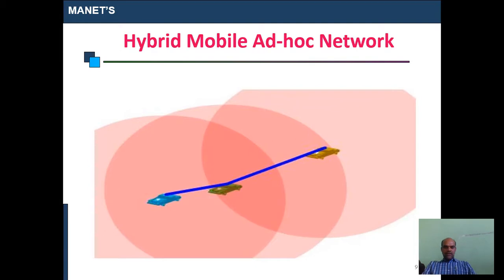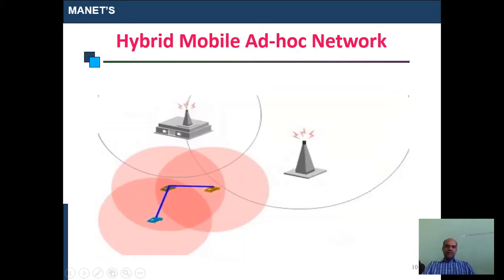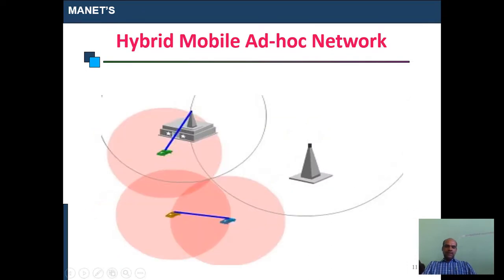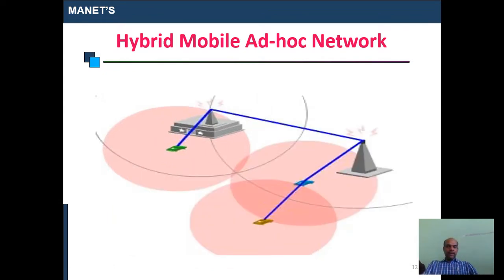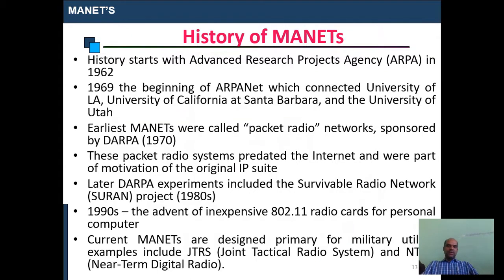This is one example of hybrid mobile ad hoc networks. We have three vehicles which are interconnected. When a vehicle is moving from one location to another, it will be connected to the corresponding base station, and the remaining two will be in an ad hoc network. Like this, when they are moving into the corresponding cell, that vehicle will be connected to the respective base station or tower.